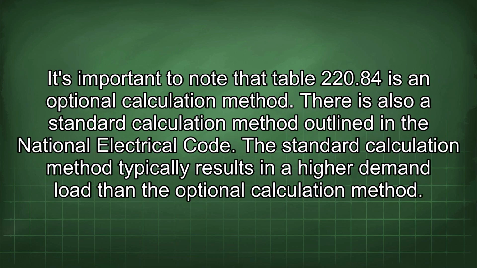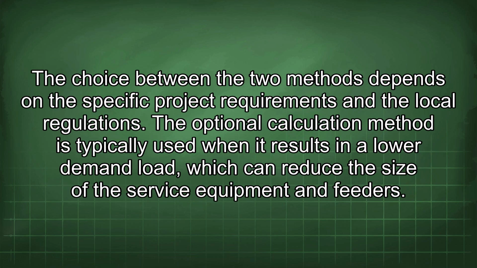It's important to note that table 220.84 is an optional calculation method. There is also a standard calculation method outlined in the National Electrical Code. The standard calculation method typically results in a higher demand load than the optional calculation method. The choice between the two methods depends on the specific project requirements and the local regulations.